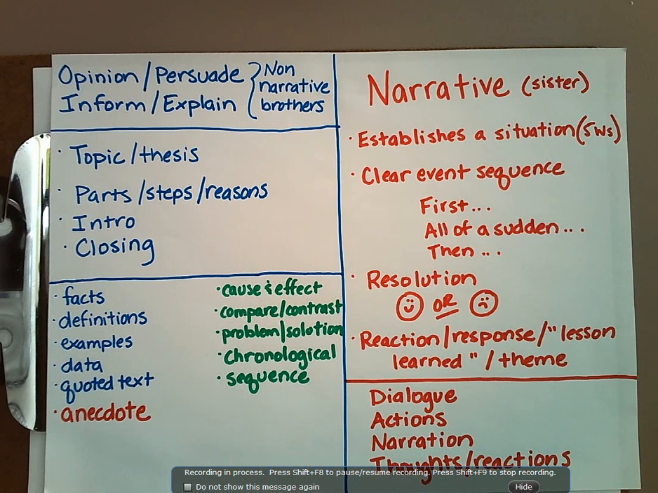So we know our opinion, persuade, or inform, or explain essays are going to be made up of really similar parts. So if I have inform, explain, I'm going to have a topic statement. And then if I have inform, I'm going to have parts. And remember, those are parts because they don't have to go in any certain order. If I have an explain essay, then I need my steps, which do need to go in a certain order. And I'm always going to have an introduction, and I'm always going to have a closing.